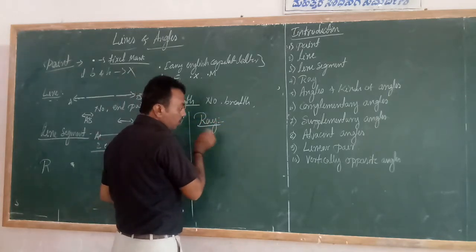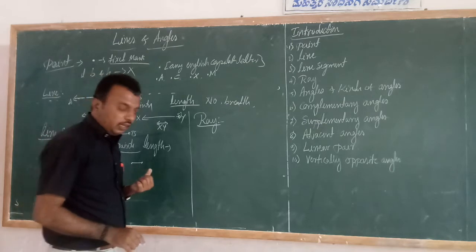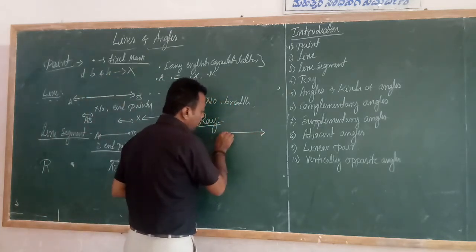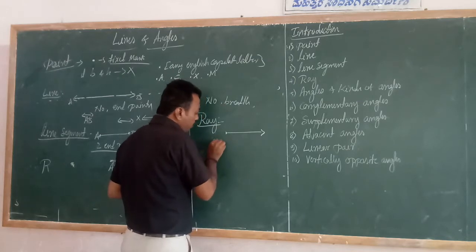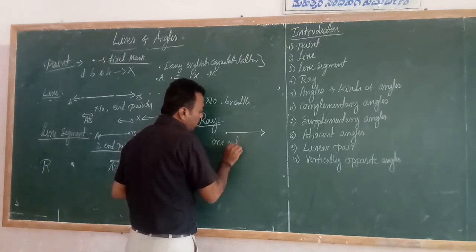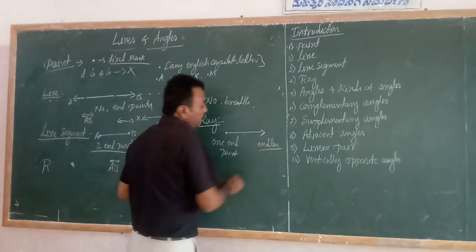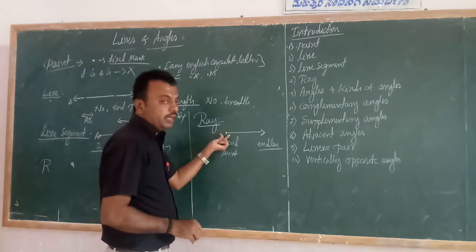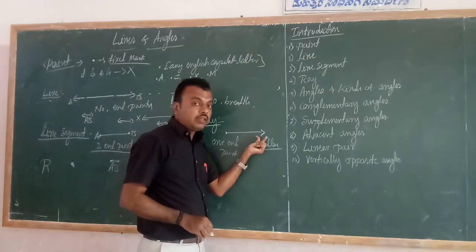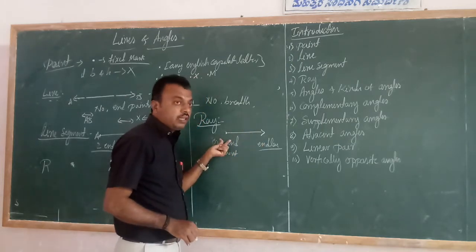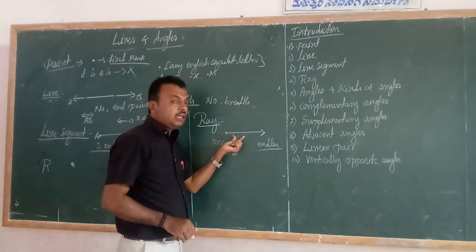Ray means it is also a part of a line, but it has one end point, and the other side is endless. So one side has an end point, and on the other side there is no end point. It has only one end point on one side. That's why it is called a ray.